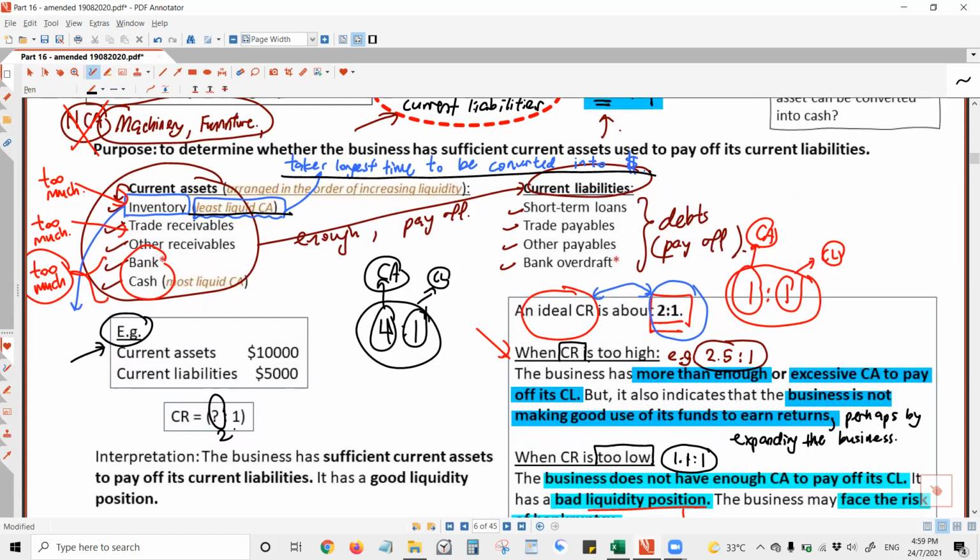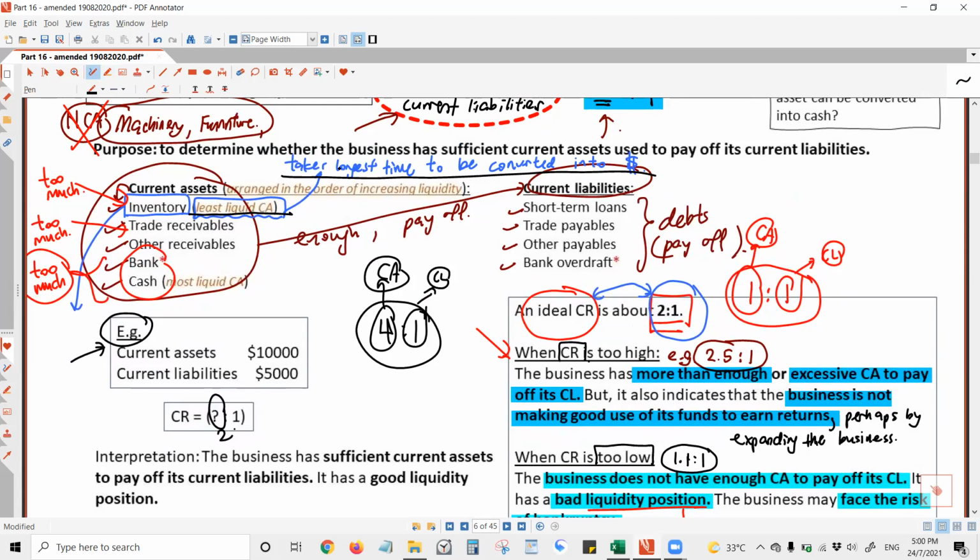Okay, why does inventory take a lot of time to be converted into money? Reason, you need to wait for customers to come and buy, right? Okay, so you have to wait. And even worse, they may come to you and buy on credit. When customers buy goods on credit from us, have you gotten the money? Not yet, right? So once again, you have to wait.